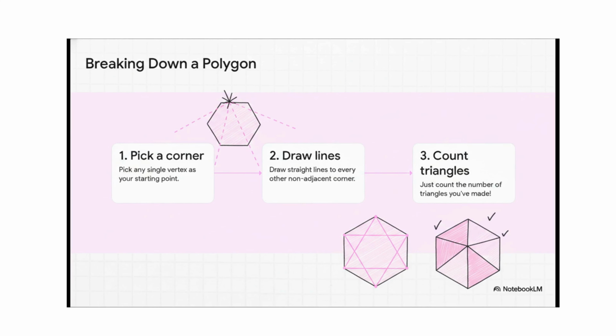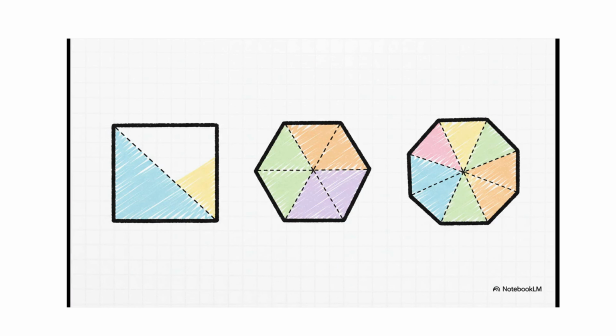Watch. First, you just pick any single corner, any one you want. Second, from that one corner, you draw a straight line to every other corner you can get to. And third, just count up the triangles you just made. So, when we do that with our seven-sided shape, what do we get? Exactly 5 triangles.